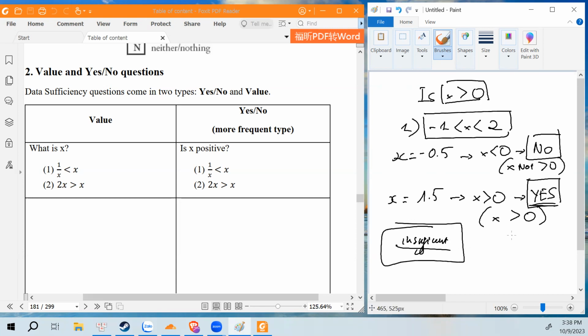So in that case, this statement is insufficient. So you're not going to select the answer choice that says this statement is sufficient, right? That's the thing that we need to pay attention to for these yes/no questions.